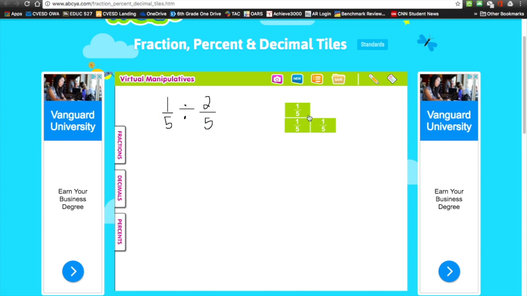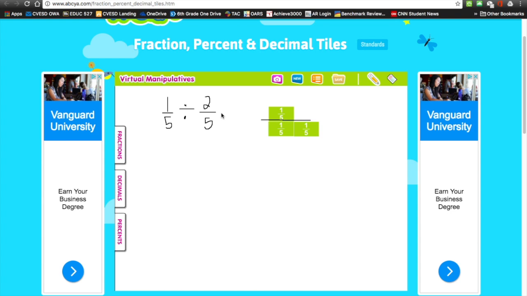You look at your model. Is this the 1/5 right here? Would this be the 2/5? Okay. And if you're wondering, what's the answer then? If you can't figure out what this is just by the looks of it, first off, how many groups of 2/5 go into 1/5? Well, we know 1/5 goes into 1/5 how many times? Once. But then you have an extra one.